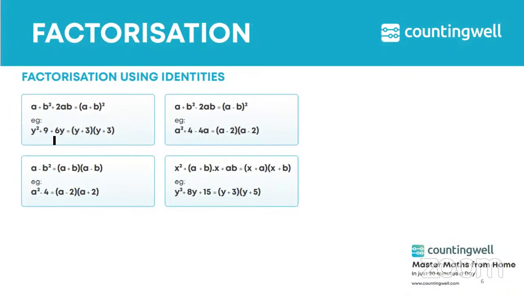Next we will see factorization using identities. There are identities: a square plus b square plus 2ab, which is a plus b whole square. Then we have a square minus b square. Here you can see we have a square plus 2ab plus b square.